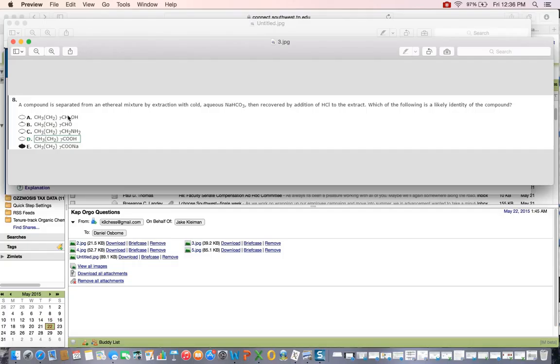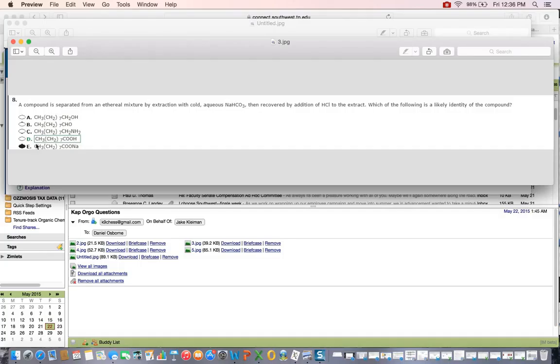So we don't have one for A, that's an alcohol. B is an aldehyde. C is an amine. D is a carboxylic acid. E is a carboxylate. We're going to use this to extract D from the mixture. It deprotonates it. So E would already be deprotonated in the mixture, so sodium bicarb would have no effect. We deprotonate D, which makes it more soluble in water. Then we'll reacidify it, which is what we do when we add HCl to the extract, to obtain a crystalline form of this acid.